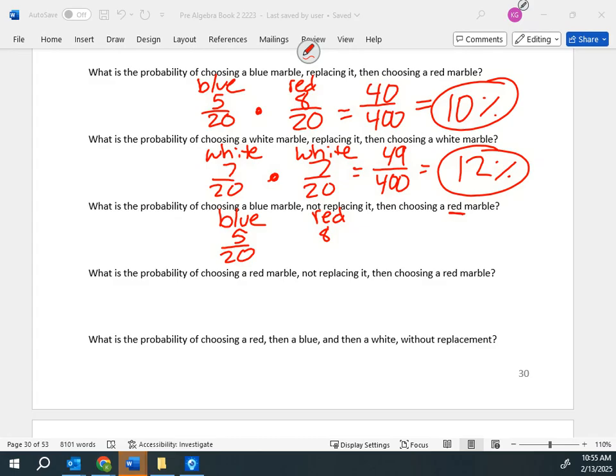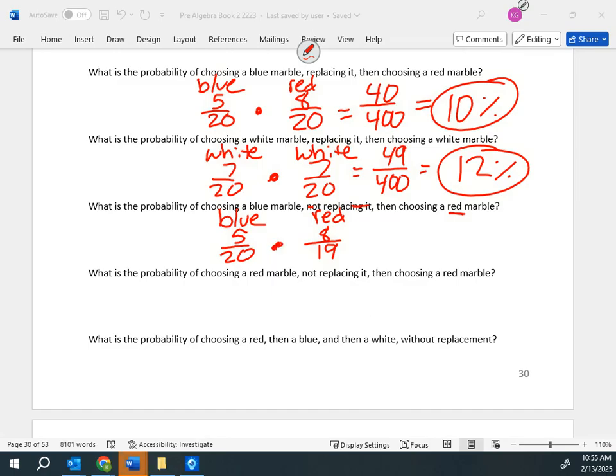And then you said 8 over what? 19. Why did you say 19? I thought there were 20 marbles. Because you don't replace the... Oh, I'm not replacing that blue marble. So now there's only 19 for me to choose from. Makes a difference. So what is my fraction when I multiply them together?